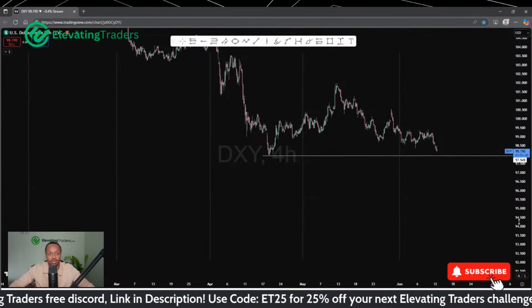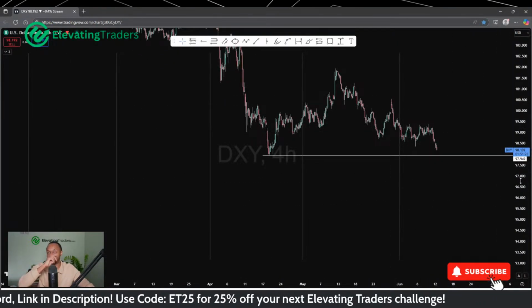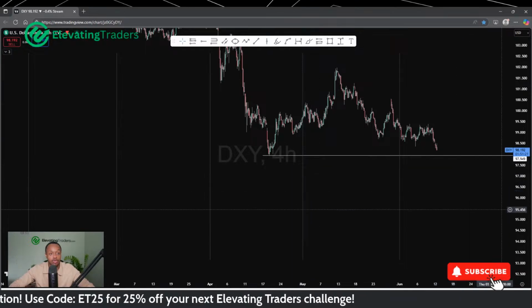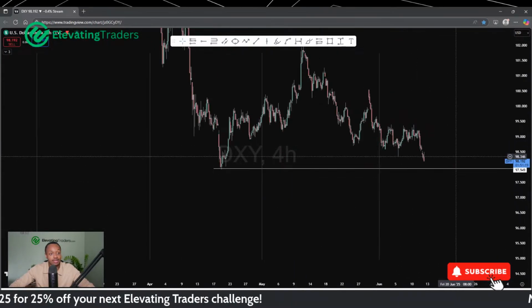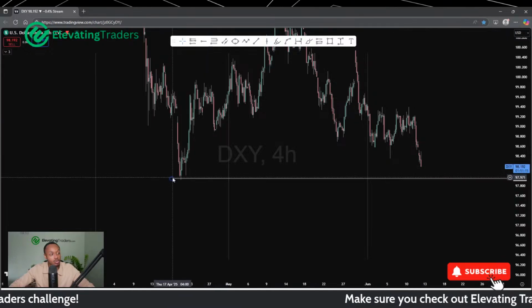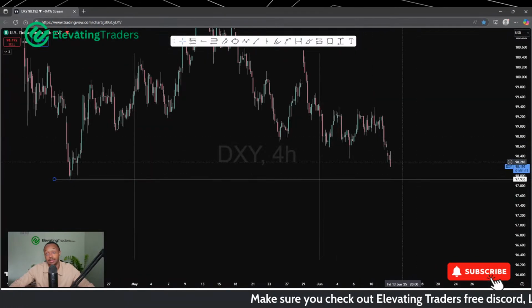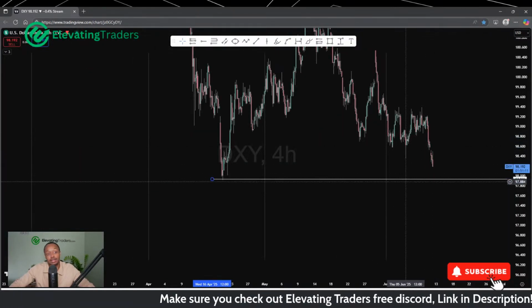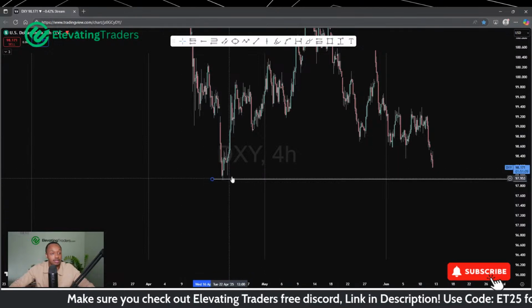There's no signs of reversal, so naturally I would just expect price to get back to the lows, and it looks like that is exactly what price is doing. We're only a small distance away, so I think probably by the end of today, or at least by the end of this week, we probably will be seeing some new lows.